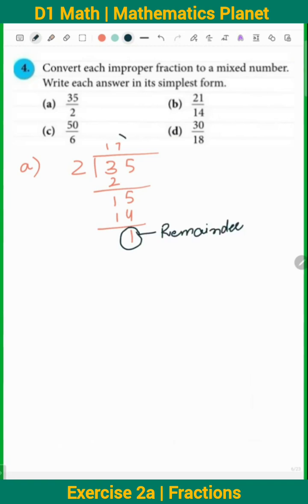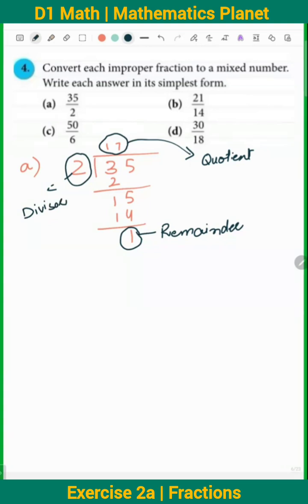What is this called? And what is this called? Quotient. And what is this called? Divisor. Got it? So this is quotient, this is divisor, and this is remainder.